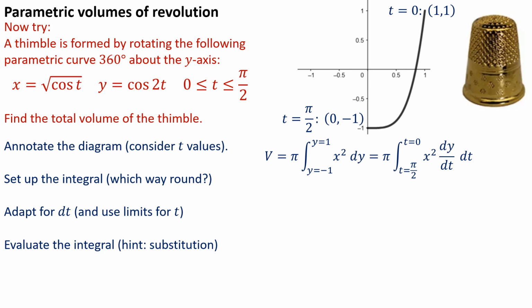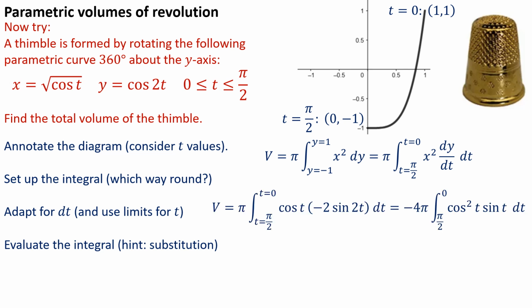The only other change I've made is to put dt at the end and a dt underneath the dy to cancel out. That way, when I get to the next step, I can replace x squared with root cos t squared, and I can replace dy by dt with the derivative of cos 2t with respect to t. So I'll do that. I've done a little more simplifying by tidying up that double angle.